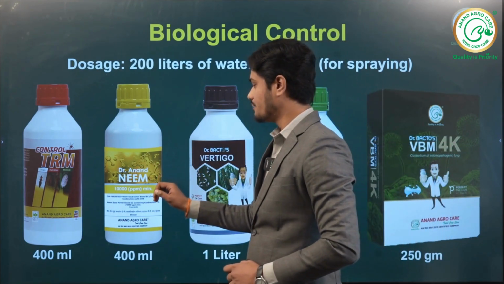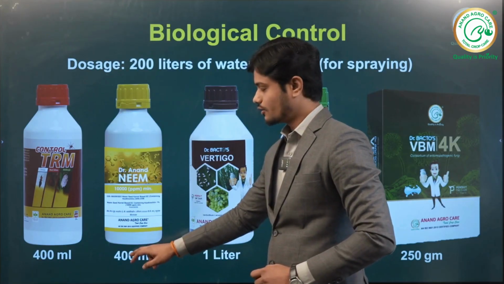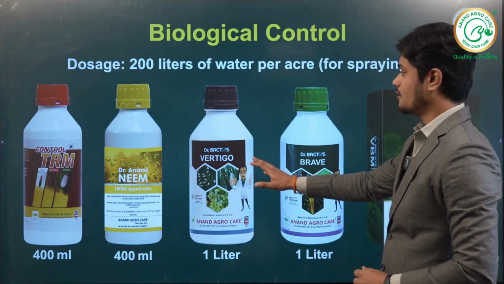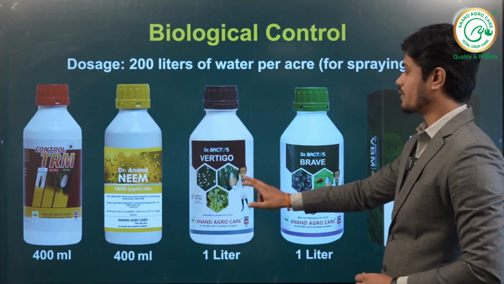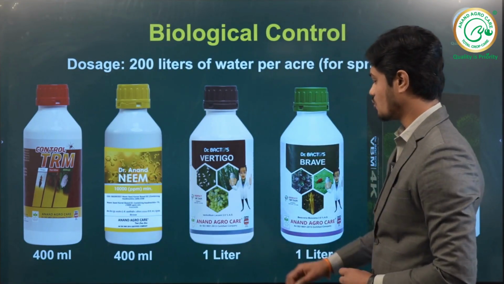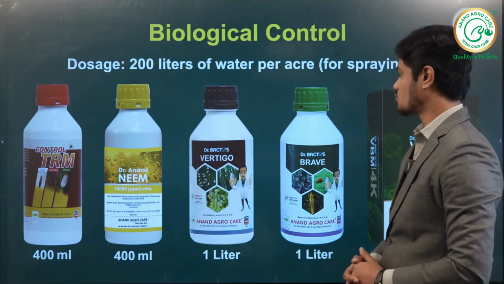Then Dr. Anand Neem 10,000 ppm. The dose will be the same, 400 ml for 200 liters of water. Then the most popular is Dr. Bacto's Vertigo, which consists of the Verticillium lecanii biological agent. The dose will be 1 liter for 200 liters of water.